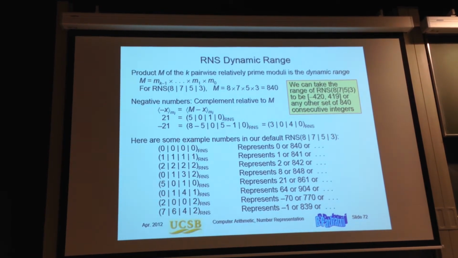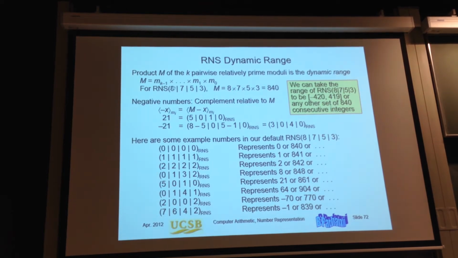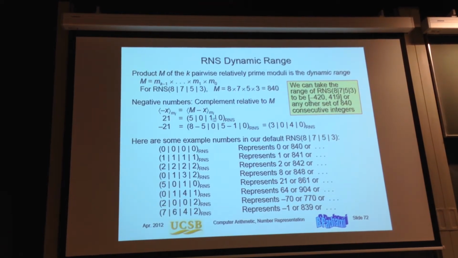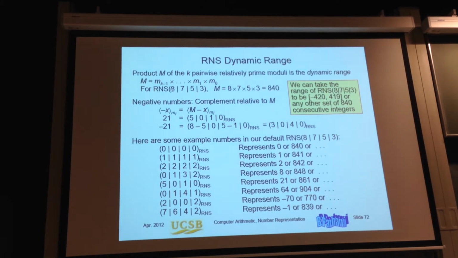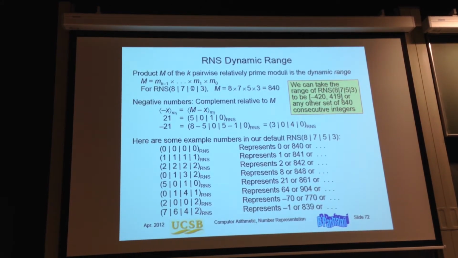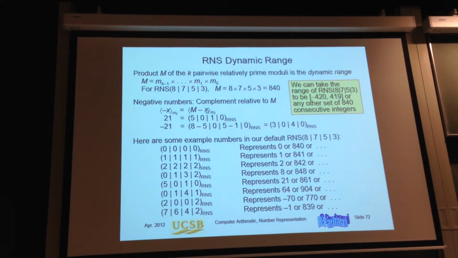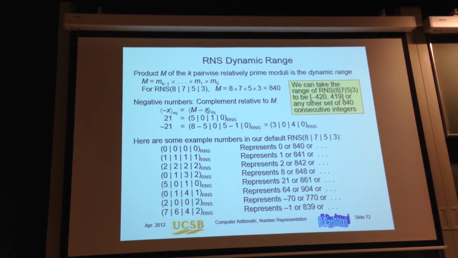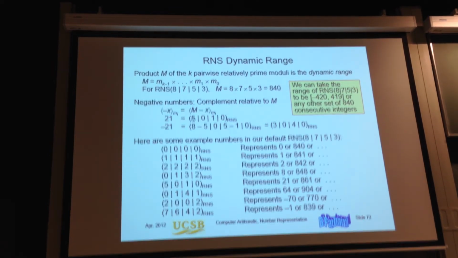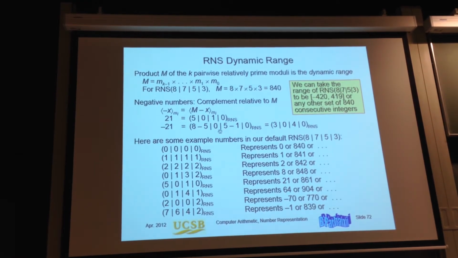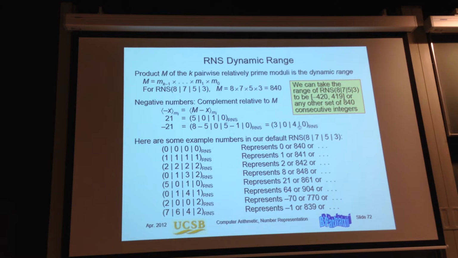Then if my x is 21, which in this case is represented by 5010, those are the remainders of dividing 21 by 8, by 7, by 5, by 3. Minus x will be M minus x in the same way as before, but distributed over the channels. Then in the channel which is modulo 8, it will be 8 minus 5, which is 3. 7 minus 0 is 0. 5 minus 1 is 4, and 0. And this is the calculation.